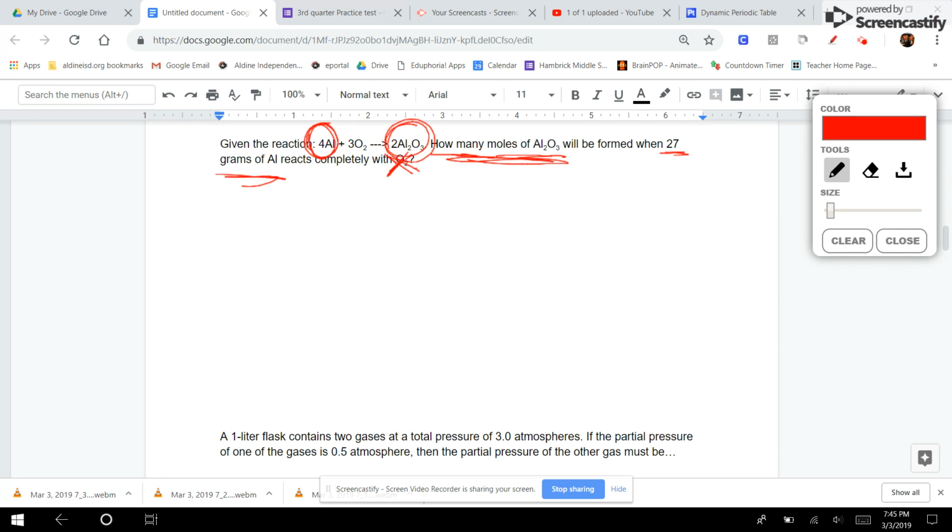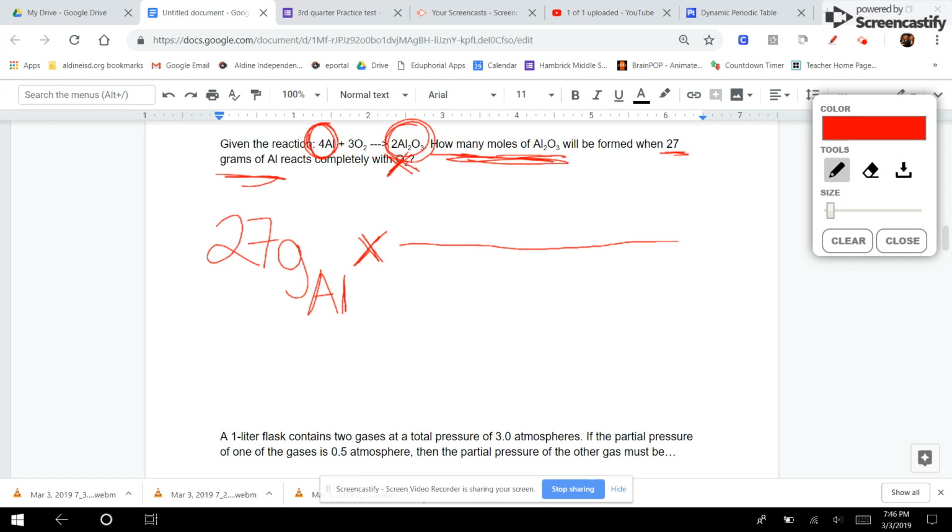Our next step after identifying what we needed from the chemical equation was to write down our given. Our given was 27 grams of aluminum. Please make sure when you're doing these stoichiometry problems that you remember to write down your units and the chemical that you're working with. So after I write down my given, I set up my ratio.